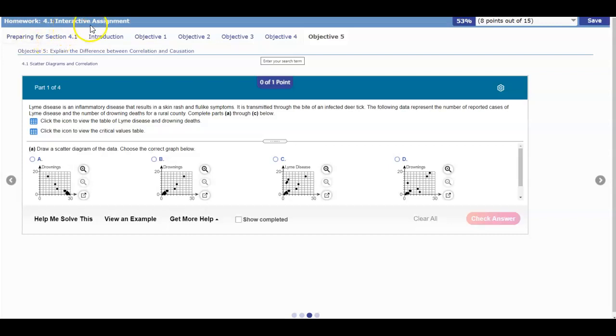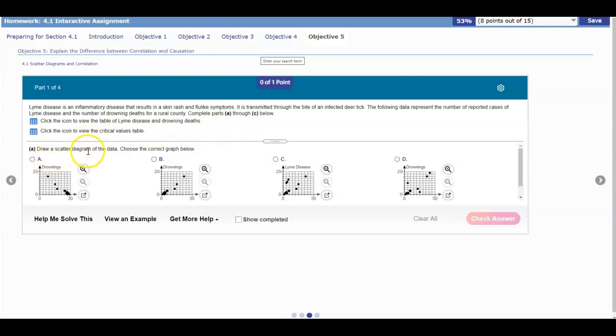Section 4.1 Interactive Assignment Objective 5. Lyme disease is an inflammatory disease that results in a skin rash and flu-like symptoms. It is transmitted through the bite of an infected deer tick. The following data represent the number of reported cases of Lyme disease and the number of drowning deaths for a rural county. We want to complete parts A through C below.